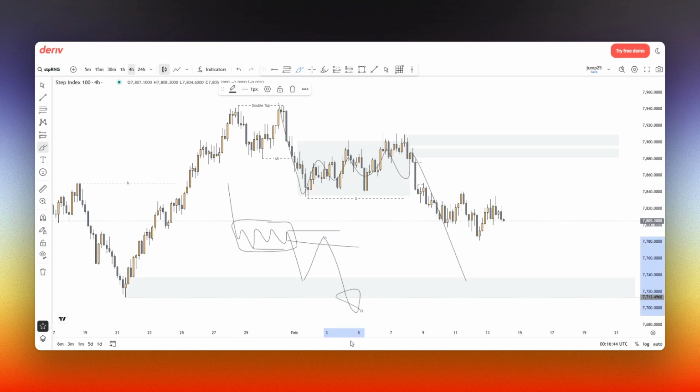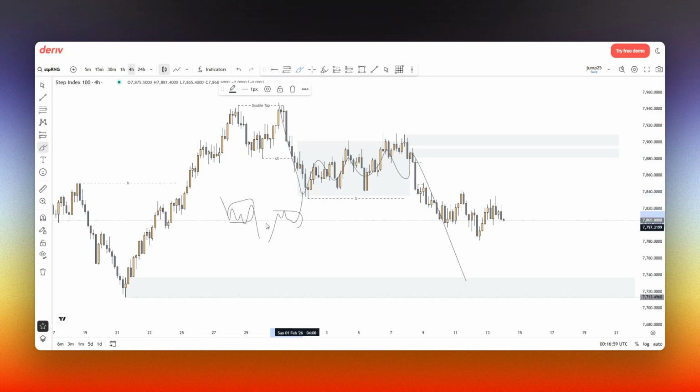I'm sure you guys know your chart patterns. I'm not saying something new. There is a drop, base, drop. There is a rally, base, rally. Rally, base, drop, and a drop, base, rally. These are your chart patterns.